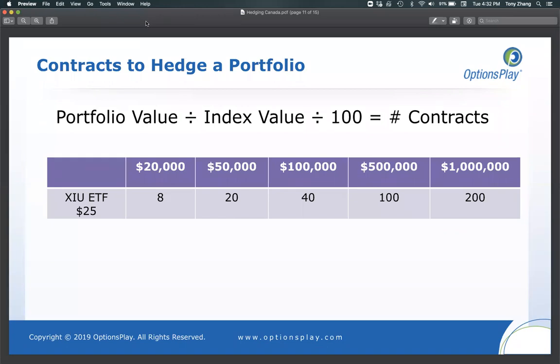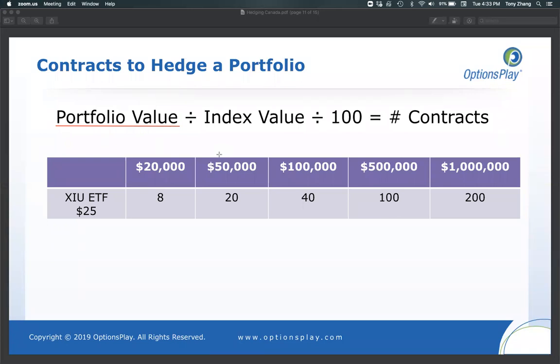You take the value of your portfolio, and this means the value of the portion that you want to hedge. So if, let's say, you have a $100,000 portfolio, but you have $20,000 worth of marijuana stocks and you want to hedge those marijuana stocks, then you would only take the $20,000 proportion that you have in marijuana stocks to calculate this particular formula.